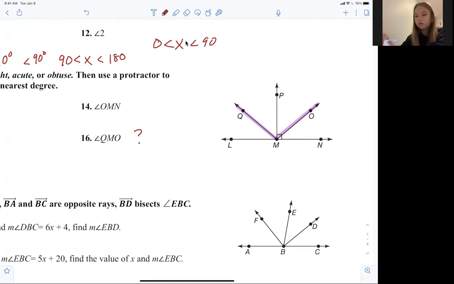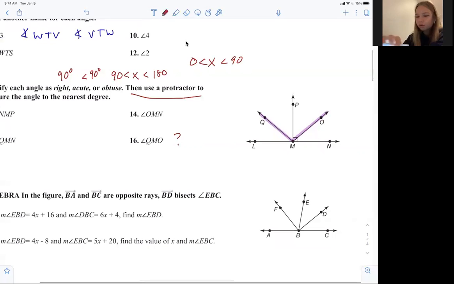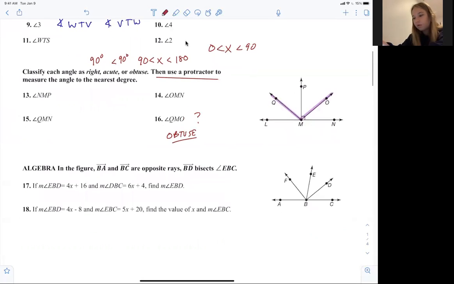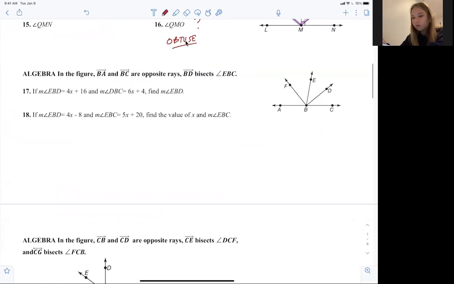QMO, we don't know. If I were guessing, it says use a protractor. All right, we don't use protractors. What do you think it is, Mrs. Scott? It's obtuse. All right. But again, we're not going to use a protractor to measure things. All right, so here we go.